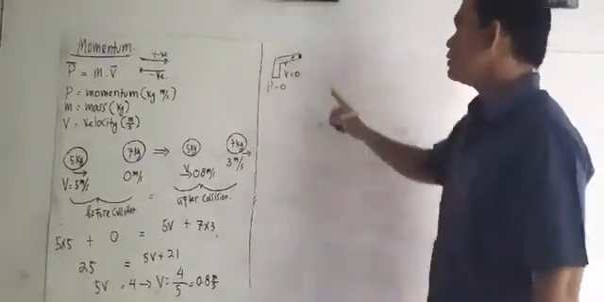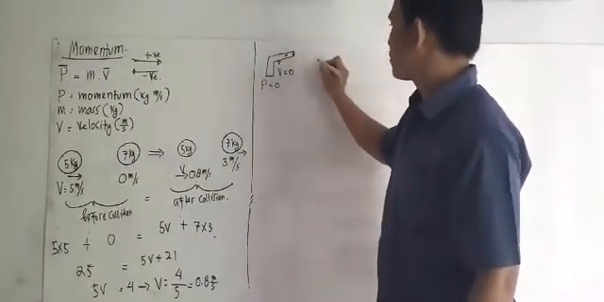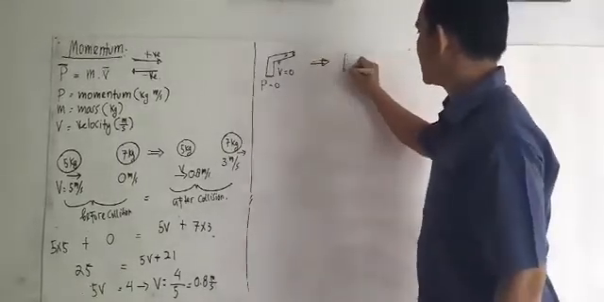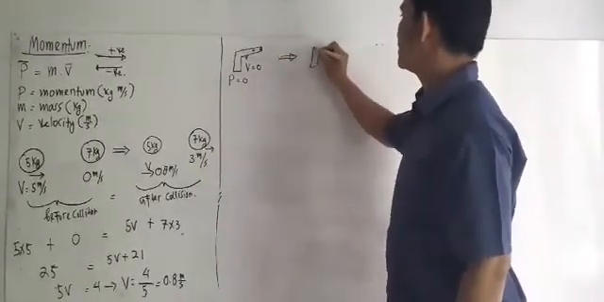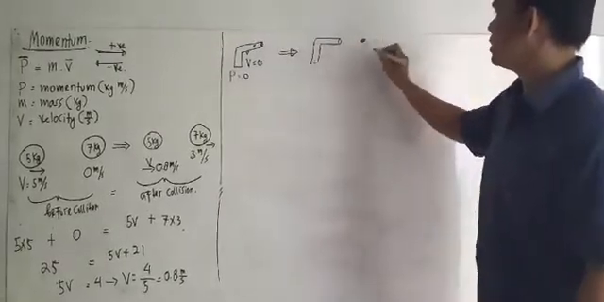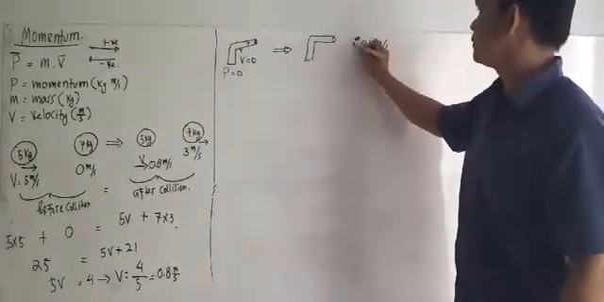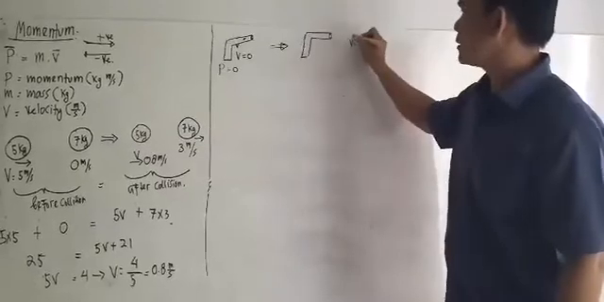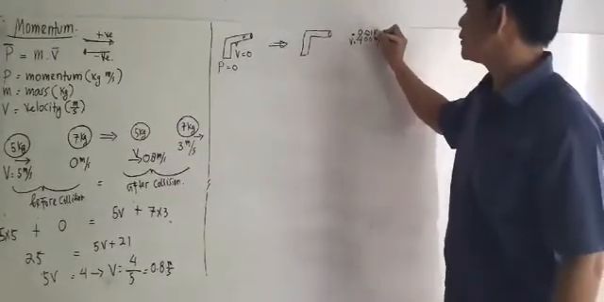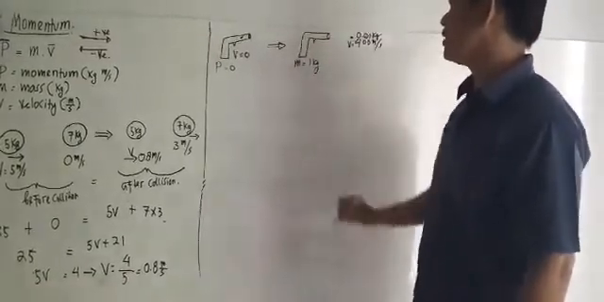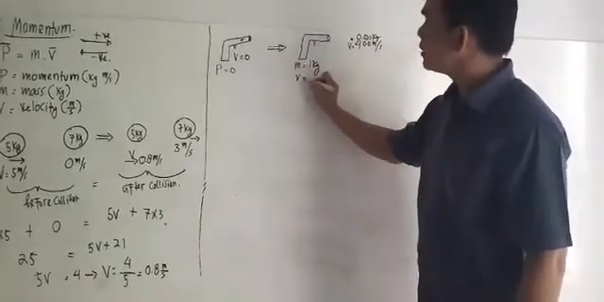Okay, so this gun fired a bullet, so that the bullet is moving with the velocity of, let's say, 400 meters per second. Velocity of the bullet is 400 meters per second. Let's say that the mass of the bullet is 0.01 kilograms or 10 grams. And let's say that the mass of this gun is 1 kilogram, and we don't know the velocity of the gun after it recoils.